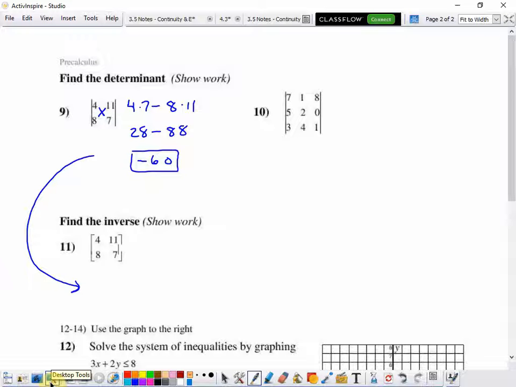So to find the inverse, we use that determinant, but we actually use the reciprocal of the determinant. So it's negative 1 over 60. And we multiply that as a scale factor by this matrix, except we have a couple little changes. Along the main diagonal, we need to switch those elements. And on the secondary diagonal, we change the sign. So we leave the elements right where they are, but we change their signs.